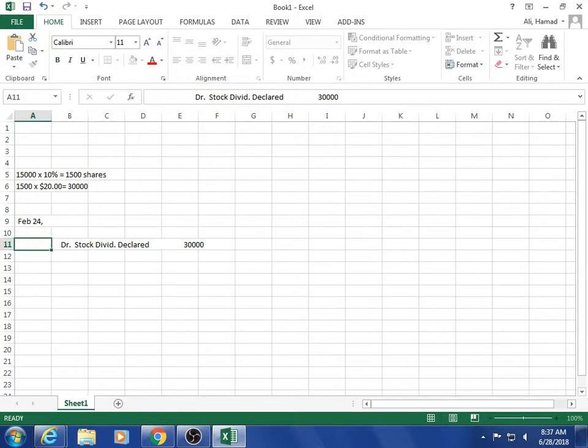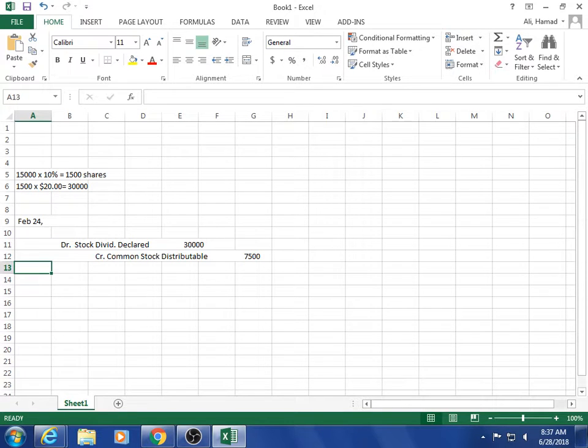All right, and so we're going to credit. What do we credit? Immediately, we credit common stock distributable. How much? We have 1,500 shares times the par value, which is $5. So 1,500 times 5 is what? 7,500.